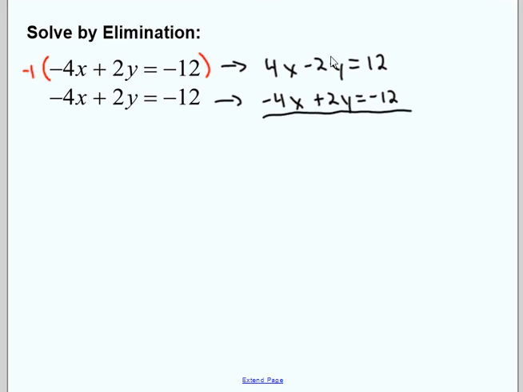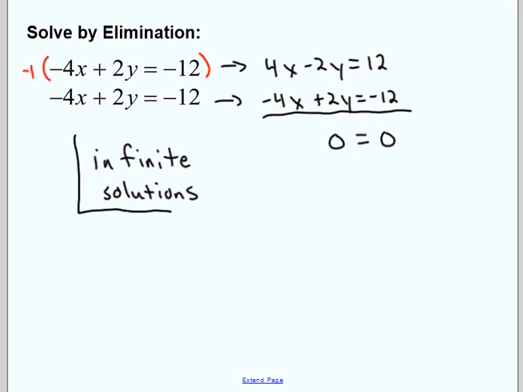Right. If we add these together, we wind up with 0 equals 0. Everything cancels out. Guys, when 0 equals 0, it means these are the same line. They're two different forms of the same line. They coincide. When they're the same line, there's infinite solutions. Right? When they intersect, it's a consistent system. When they're the same line, it's a dependent. It's a consistent dependent system.